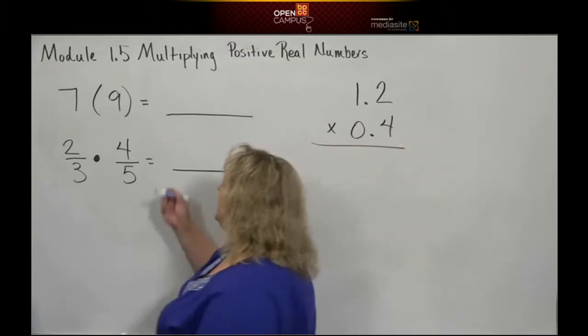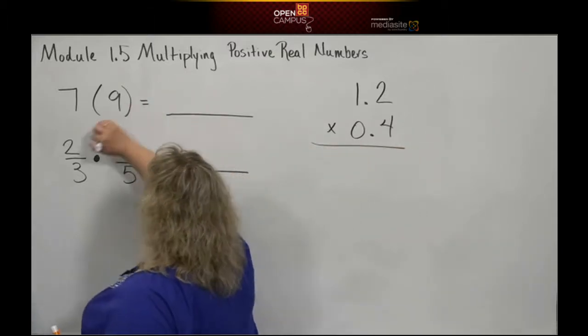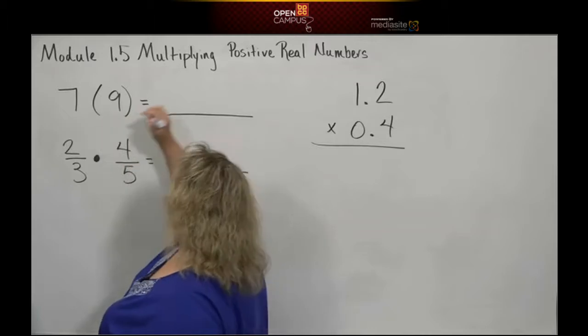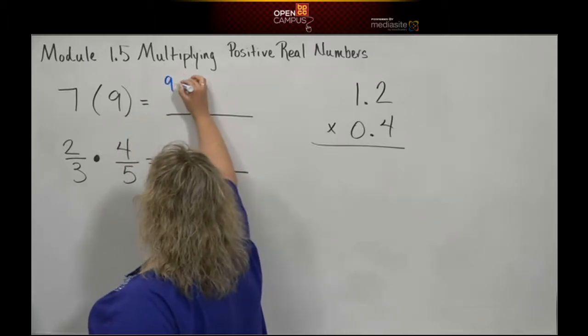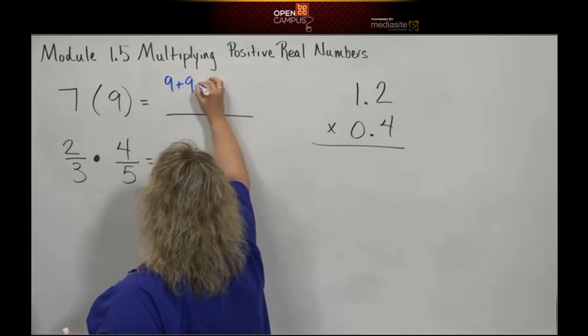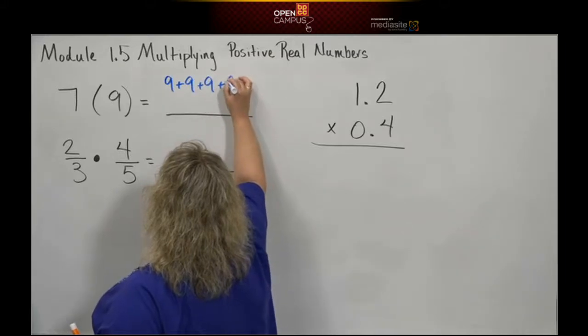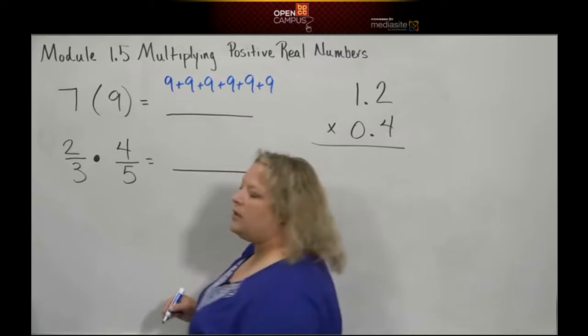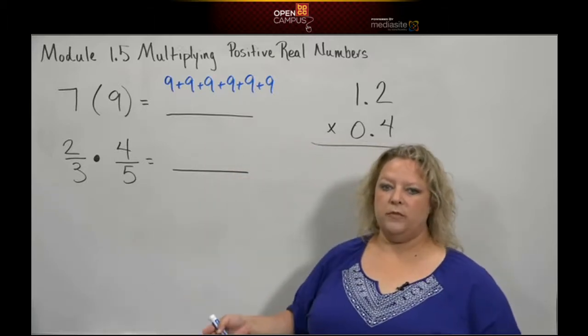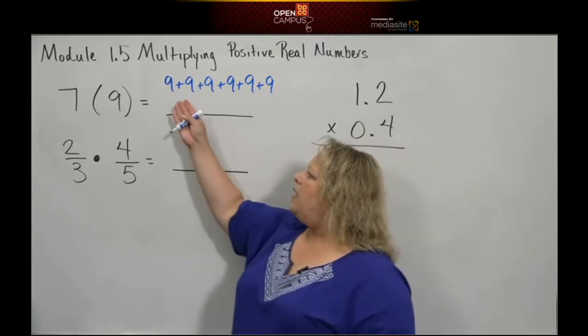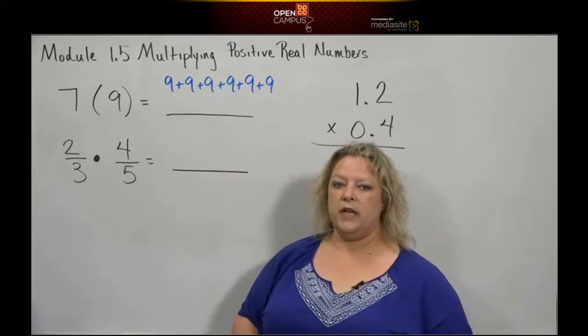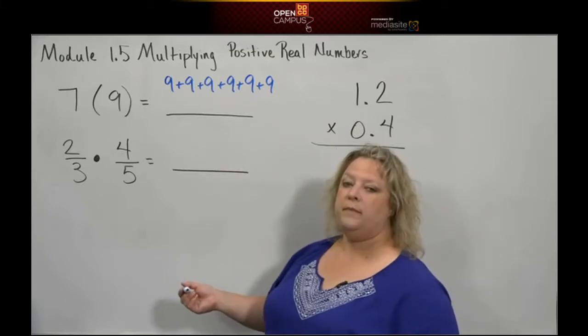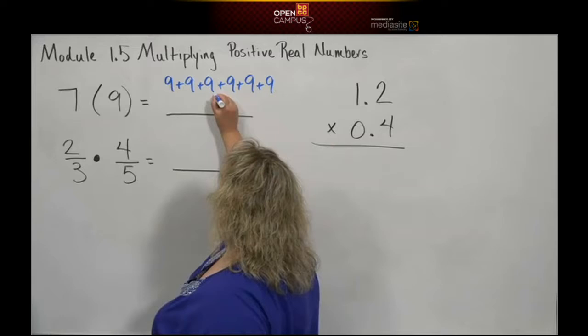So that really means 7 groups of 9. So if you wanted to rewrite it, you really could write 7 groups of 9. But our shortcut is we know that 7 times 9 is what? 63.